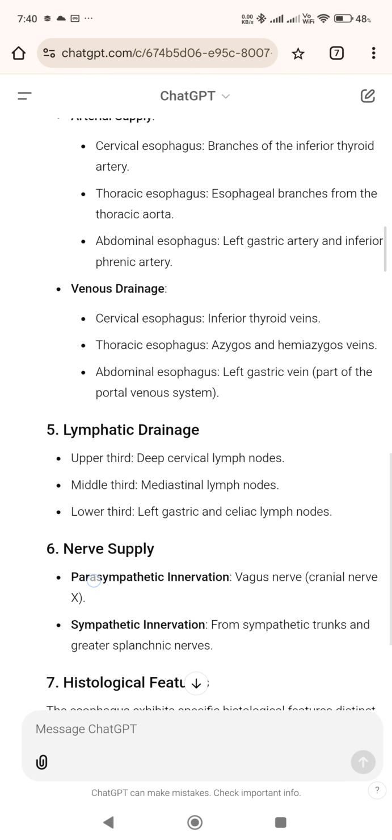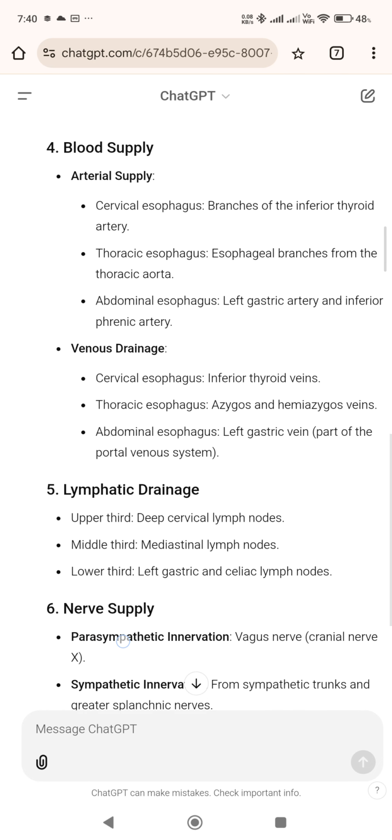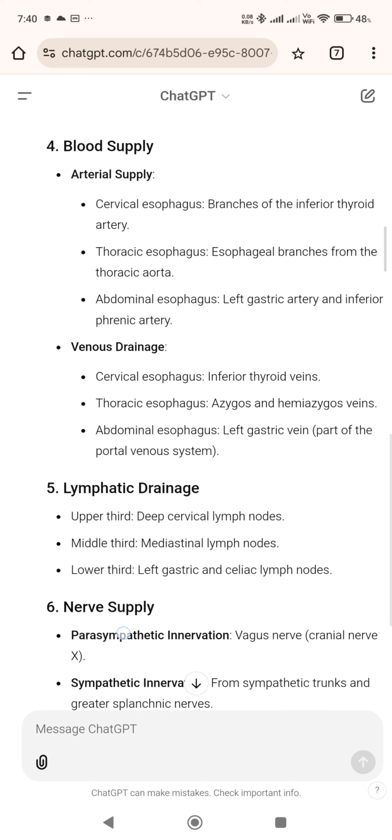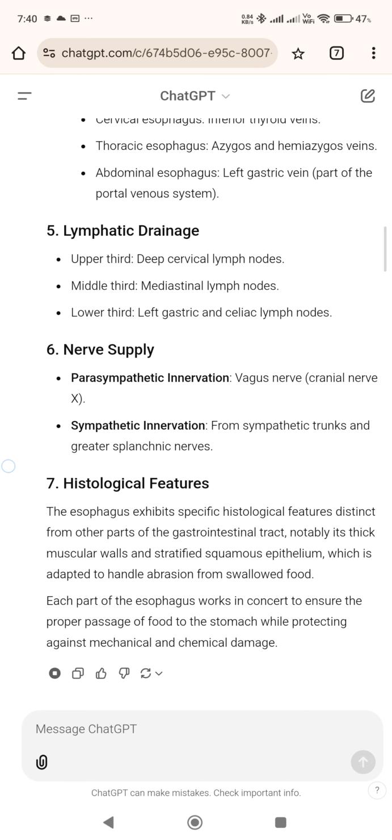Venous drainage, cervical esophagus, inferior thyroid veins. Thoracic esophagus, azygos and hemiazygos veins. Abdominal esophagus, left gastric vein, part of the portal venous system.